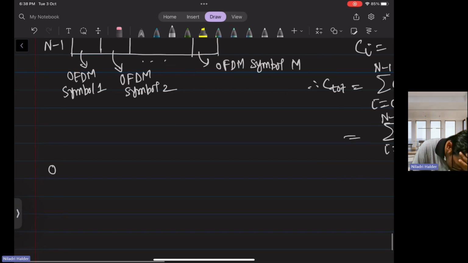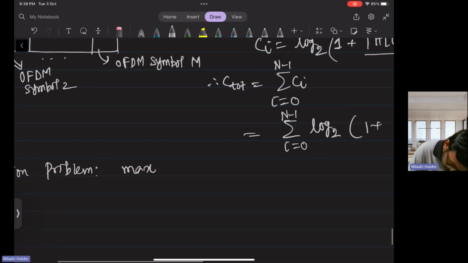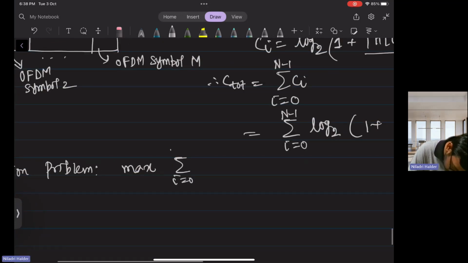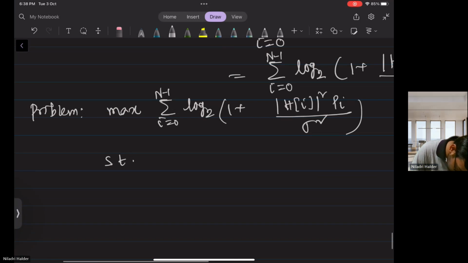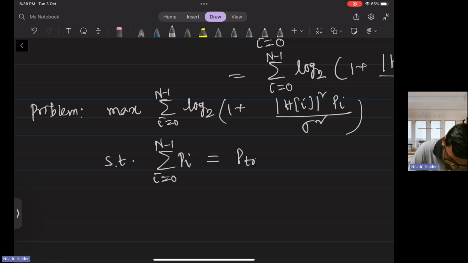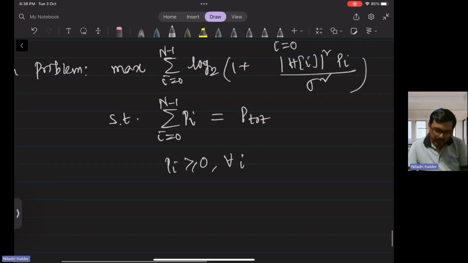So our optimization problem is to maximize the summation of i equal to 0 to N minus 1 of log2 of 1 plus mod hi square Pi by sigma square, subject to the summation of Pi, i equal to 0 to N minus 1, not exceeding the total power, that is the total power available for all the subcarriers, and Pi is greater than or equal to 0 for all i. So this is the optimization problem.